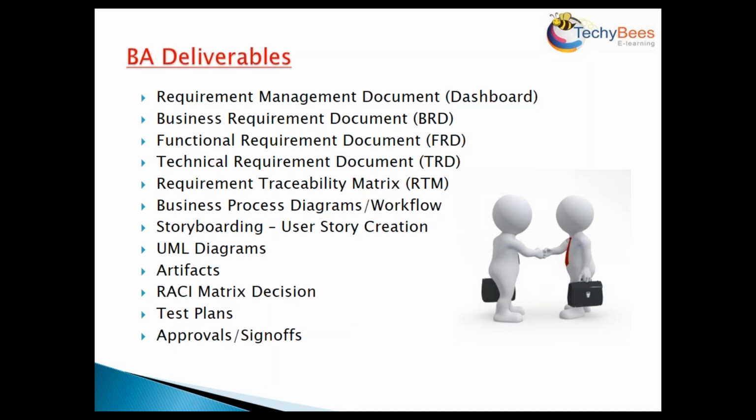So what are the various deliverables? As I told you, business requirement document, functional requirement document, software specification document, technical requirement document, system design, functional design, wireframing, RTM, requirement traceability matrix, another important activity. So we'll see three different types within RTM: RACI matrix, responsible, accountable, consult and inform matrix, which is very important. As a BA, you have to do that. Storyboarding, creating user stories, process mapping, data mapping, creating test plans, writing test cases.